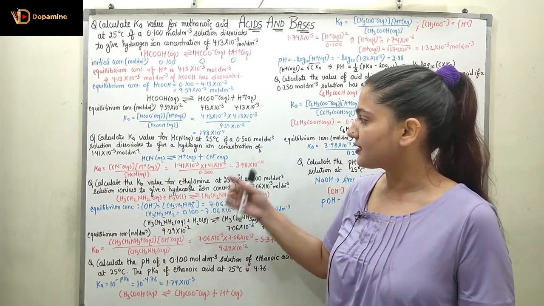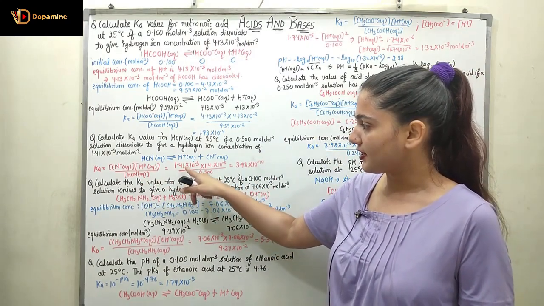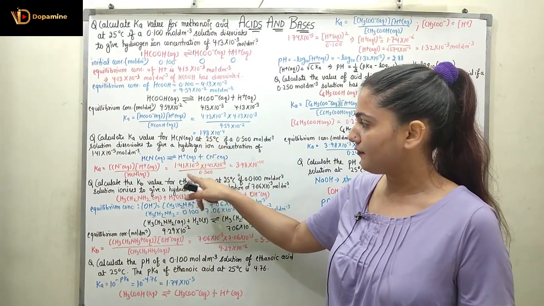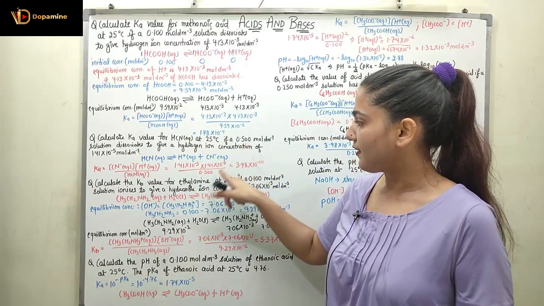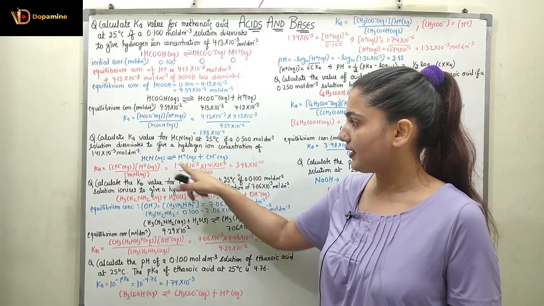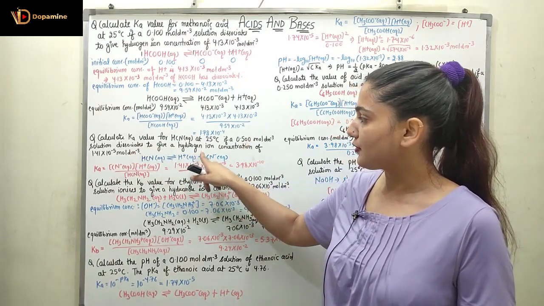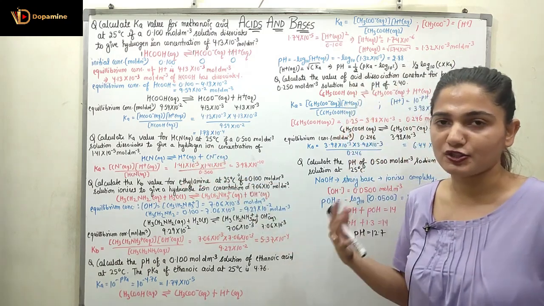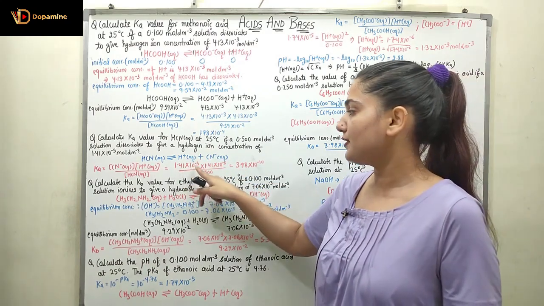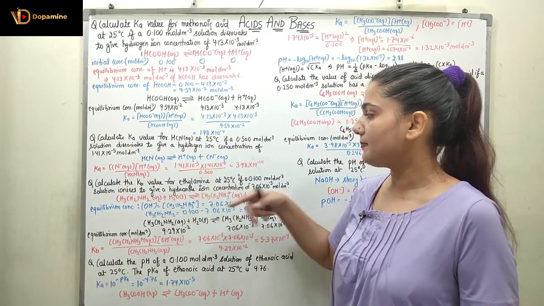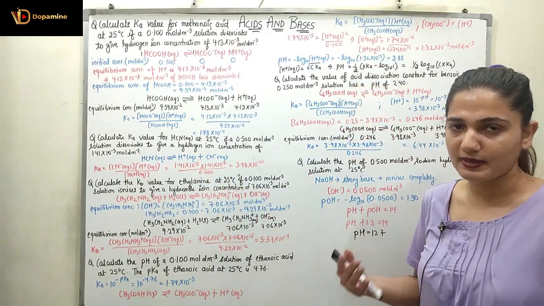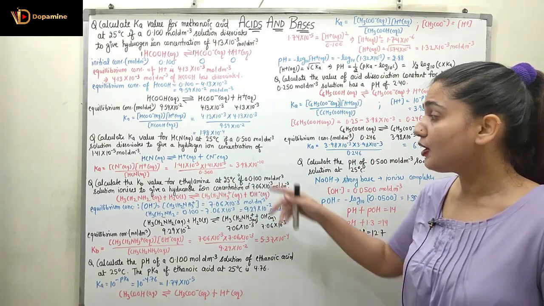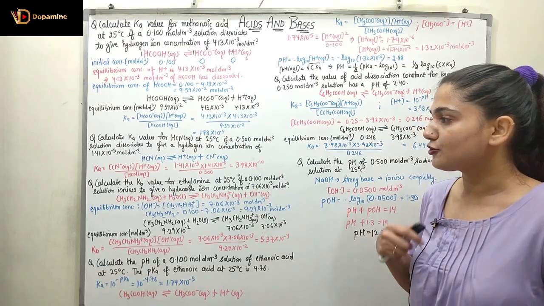Now the concentrations are given. The concentration at the equilibrium for HCN is 0.500. So we can put it over here. The concentration of hydrogen ion is given. So the concentration of hydrogen ion will be equal to the concentration of CN⁻. So 1.41 × 10^-5 multiplied with 1.41 × 10^-5 divided by 0.500. It is equal to 3.98 × 10^-10.